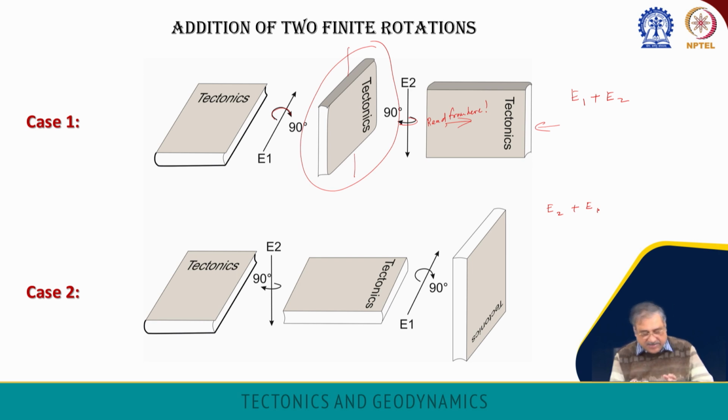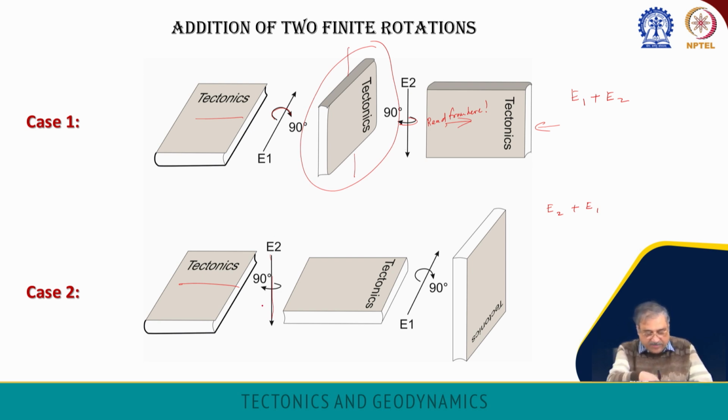So in the first case, we start with the same initial position. The way the book is oriented here is the same as the book where the orientation is here. The starting position is exactly the same. So in this case, what do we do? First of all, we rotate it about this vertical axis, the same sense, a positive rotation of 90 degrees, right, about a vertical axis.